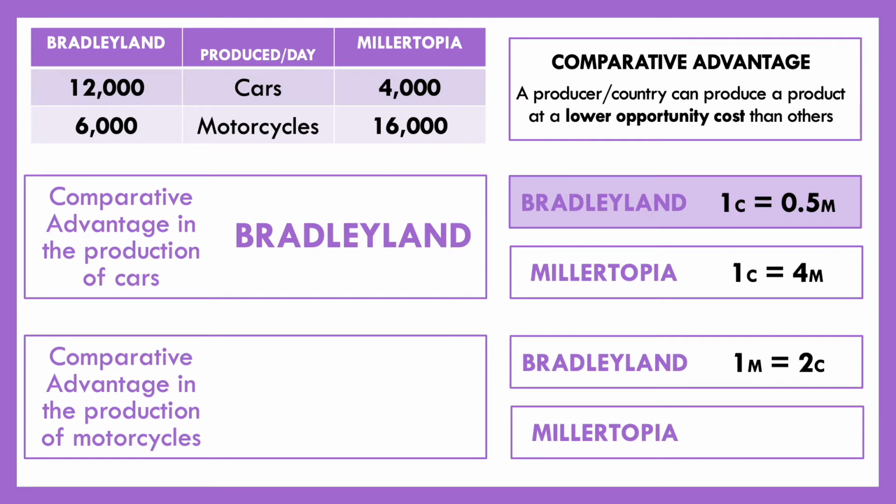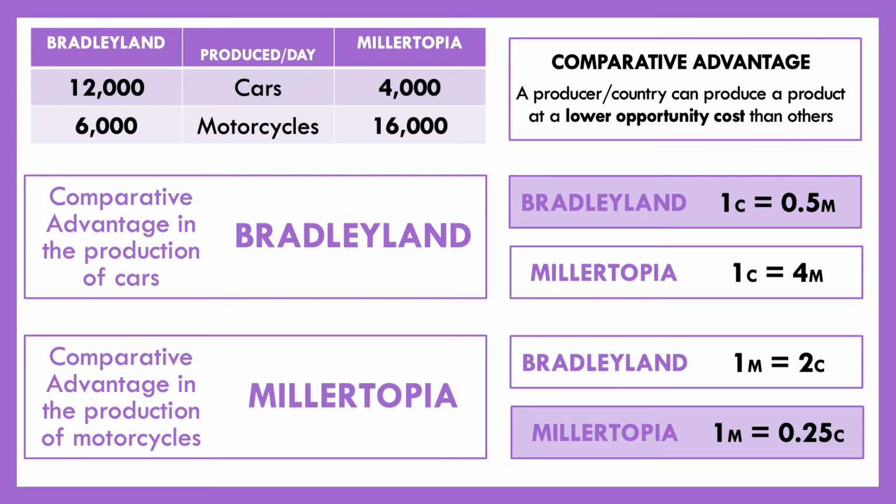Now for Millertopia, we do the math there and we find that one motorcycle is equivalent to 1/4 of a car. So who can produce one motorcycle and give up fewer cars in the process? Well, we see that it would be Millertopia. Millertopia has the comparative advantage.